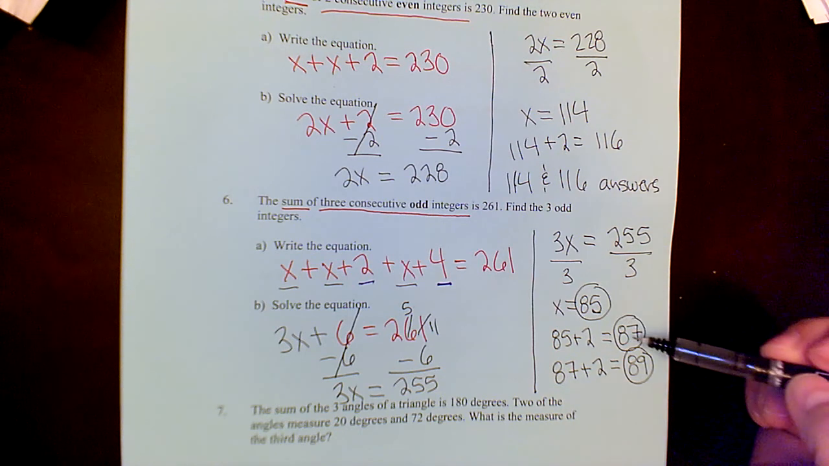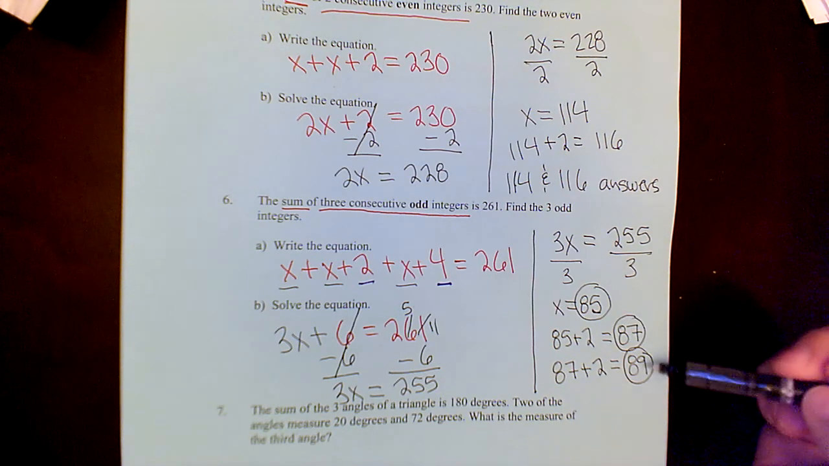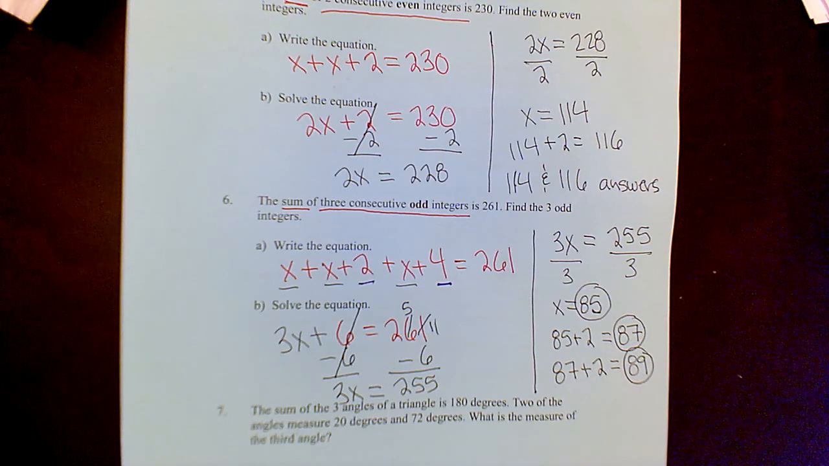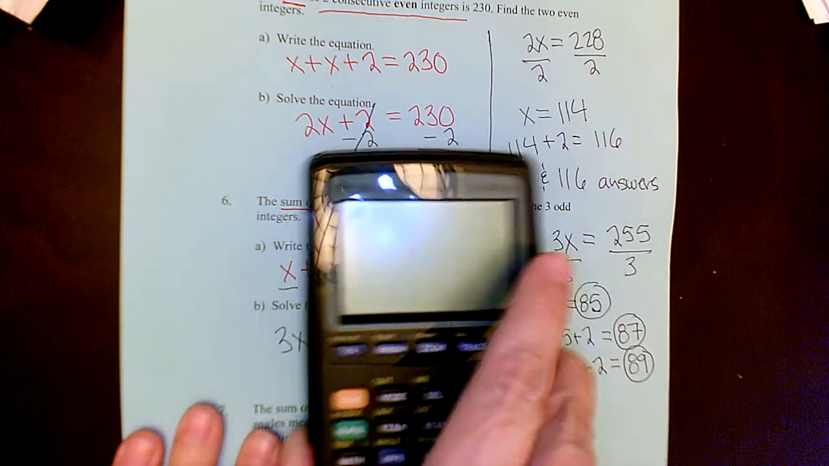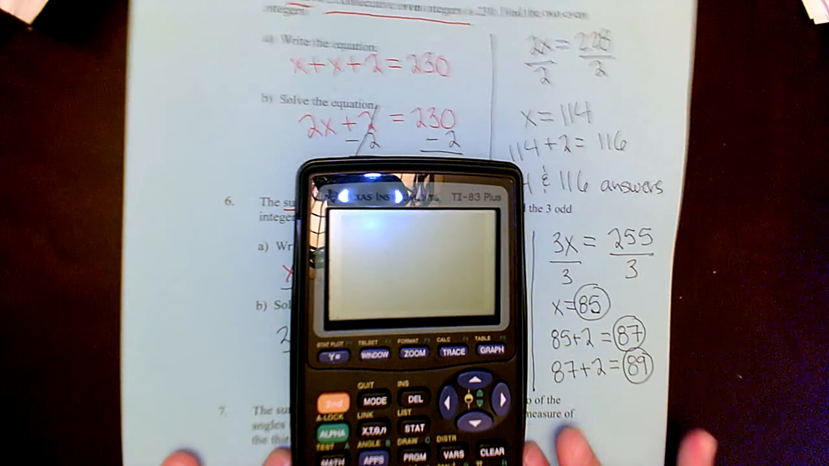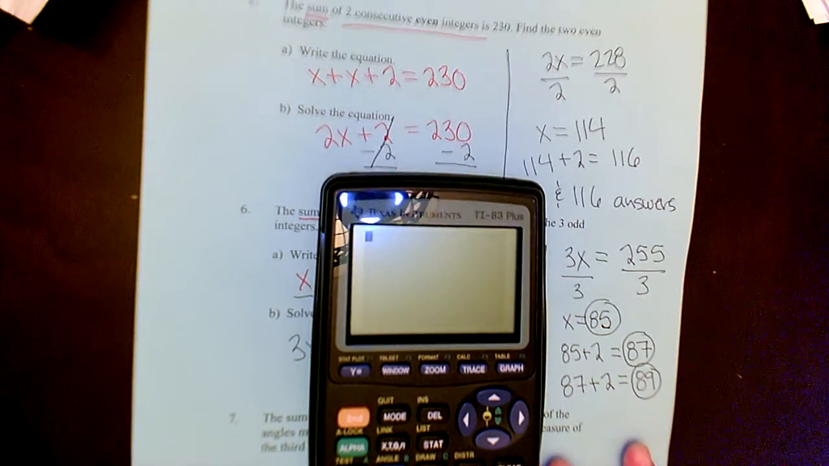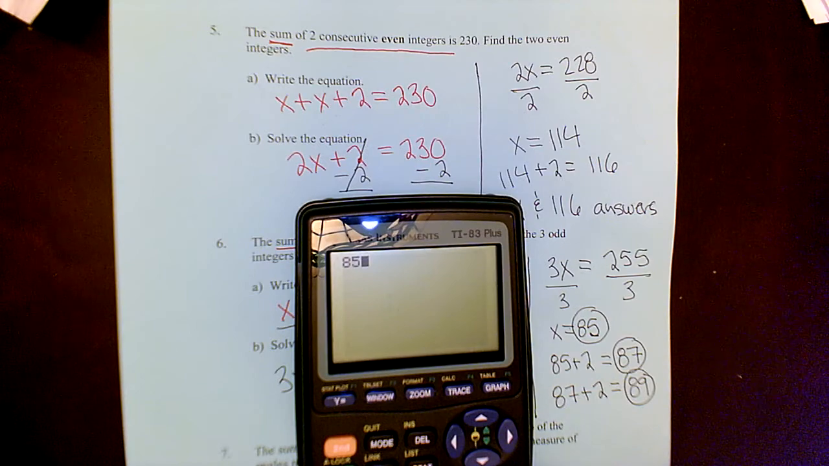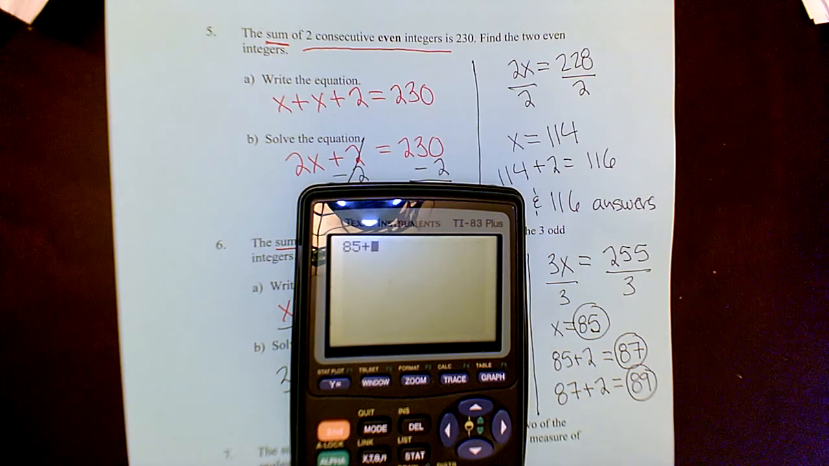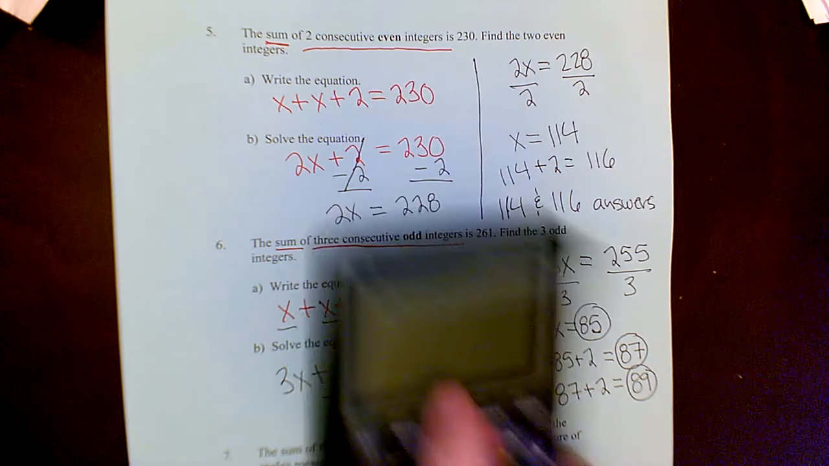And if we take those and check that and add all of those 3 together, I'm going to do that on the calculator. I'm going to take 85 plus 87 plus 89, add them together, and I'm going to get 261, which is what I want to get. So it does work, it does check.